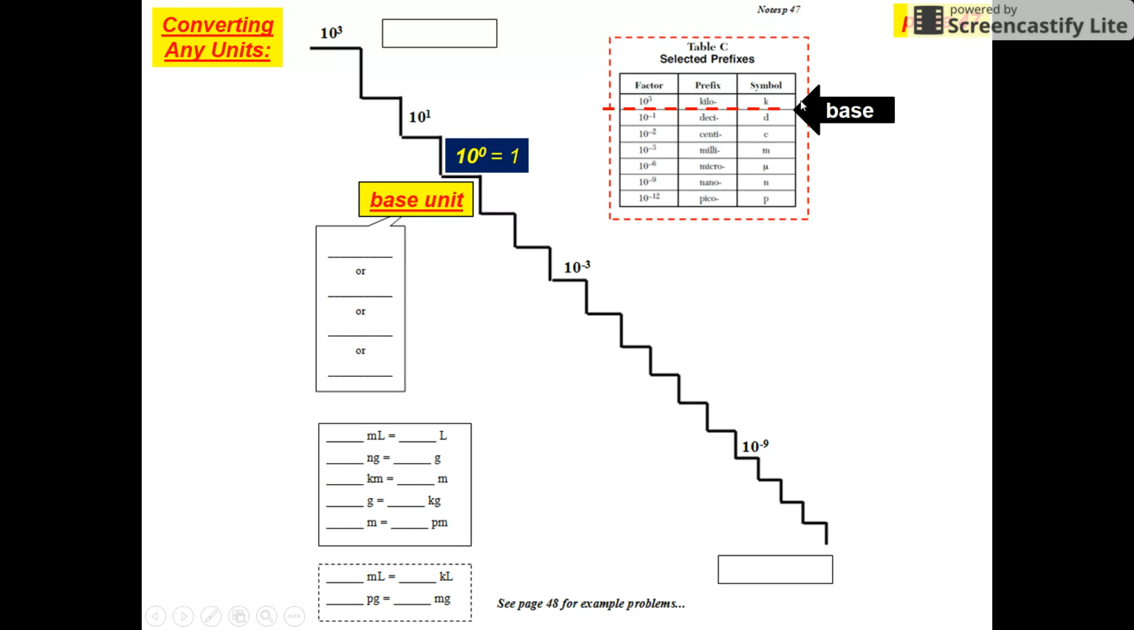On table C, the base unit, 10 to the 0, fits in this chart right between here. It's a little above 10 to the minus 1, but it's below 10 to the third. That's where our base unit is going to go. But what the heck is the base unit?